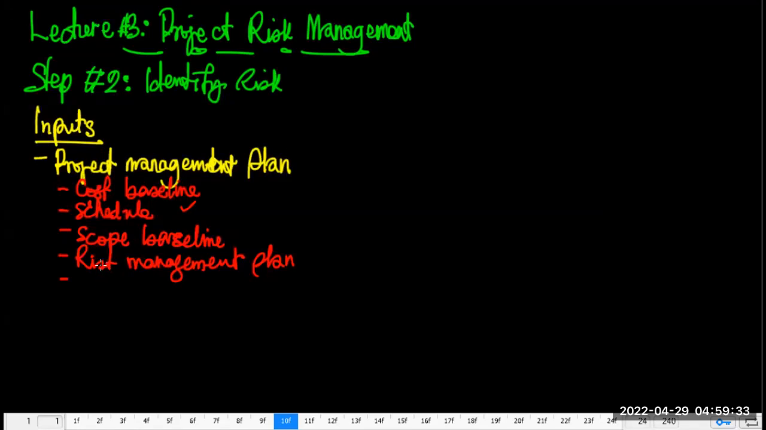Other than the risk management plan, we also have a resource management plan. There is the quality management plan. Costs. Okay, we indicated the baseline, but other than the baseline, with respect to cost, we can look out for the entire plan itself. So the cost management plan.